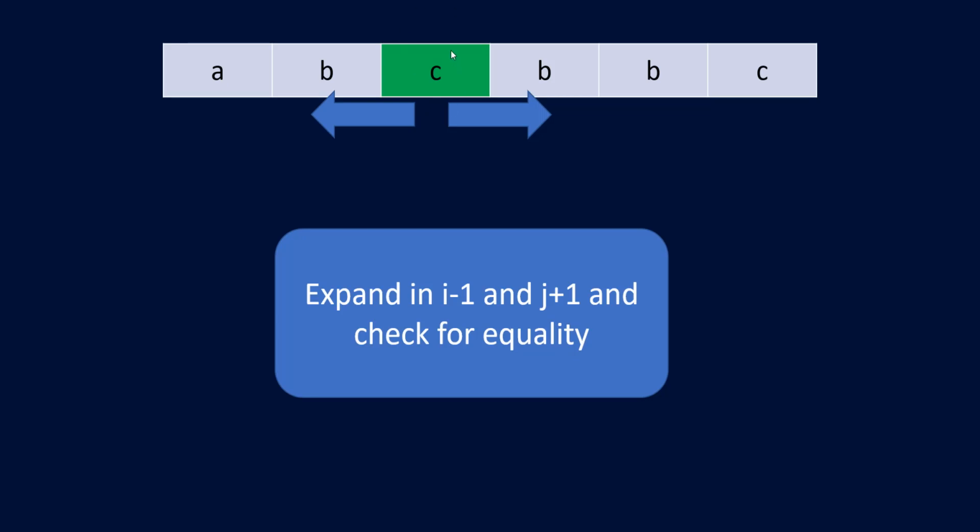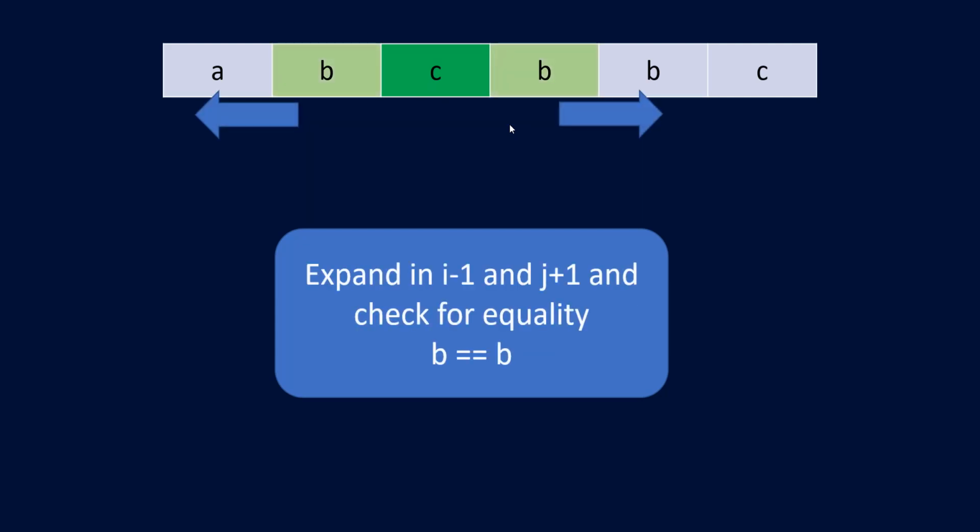So first you will check whether your centers are equal. If that is the case, you will expand and check whether the characters in those directions are equal or not. Since these are equal, you'll again expand further and check for these conditions. Now your A and B are not equal, so it fails. So you cannot say that this part is a palindrome.